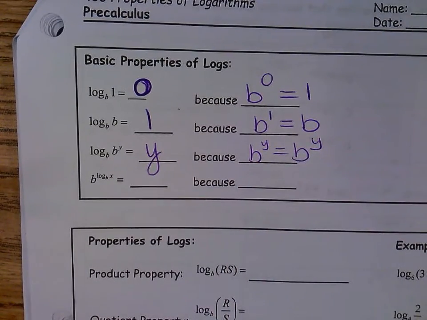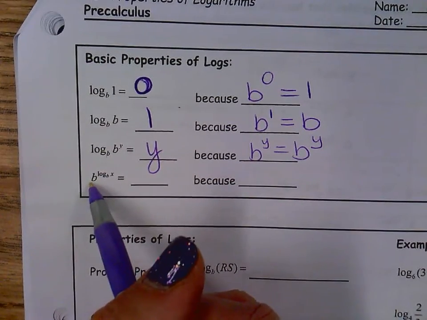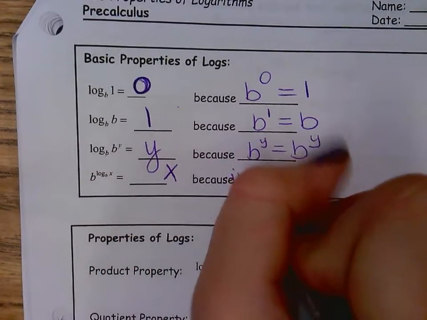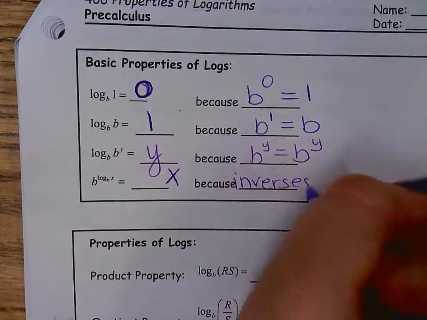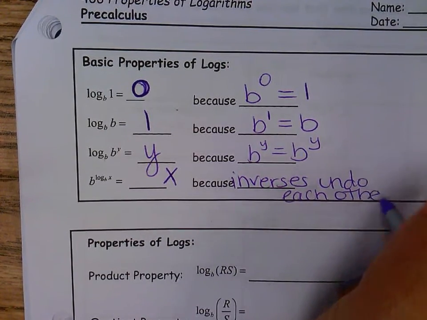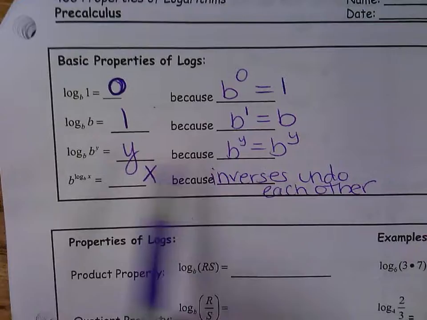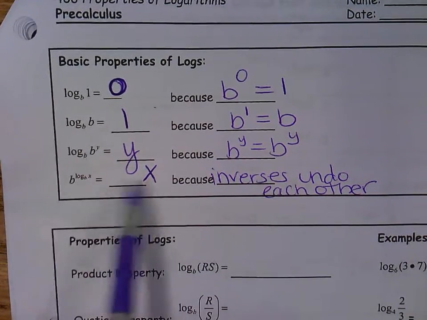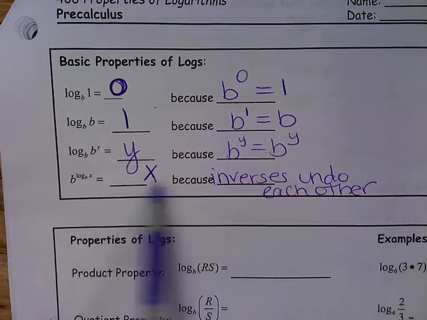The last one is a little bit hard to understand, but the base and the log base cancel, and you just get x. And the reason is because inverses undo each other. So it's kind of like taking the square of a square root. We're taking the base of a log to a base, so it cancels and you get x. I'm not going to prove this one to you right now, but we'll see it again.